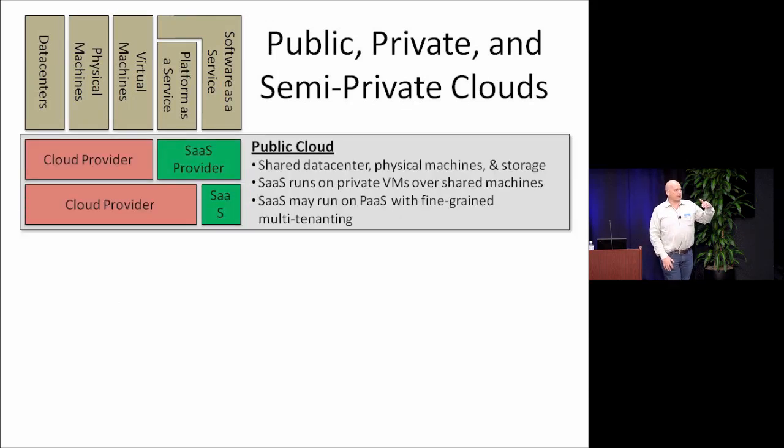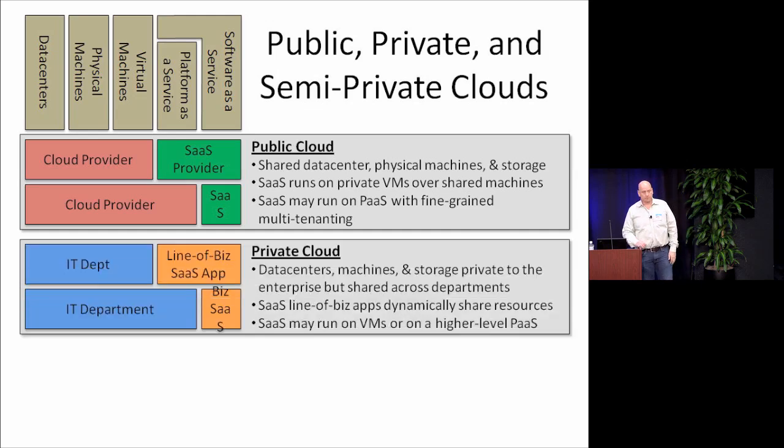In the public cloud, the cloud provider is giving you the data centers, the physical machines, and the virtual machines, and then your software as a service provider is running on top of that. Or maybe the cloud provider is giving you the platform as a service. So I'm going up to Amazon.com, I'm going up to Google for Google App Engine, and I'm getting all of these pieces out of the cloud provider.